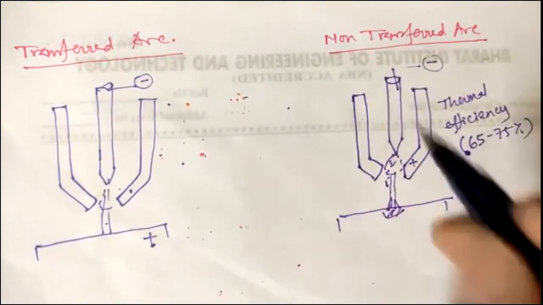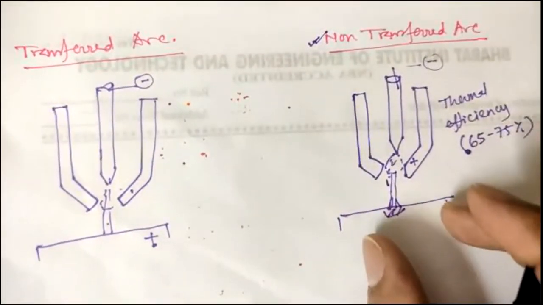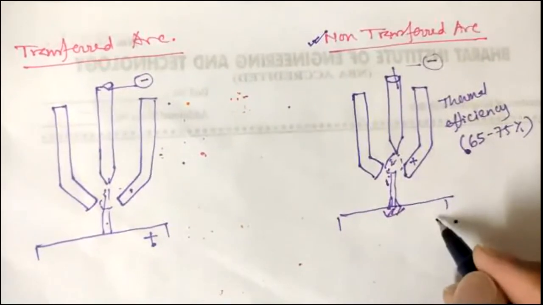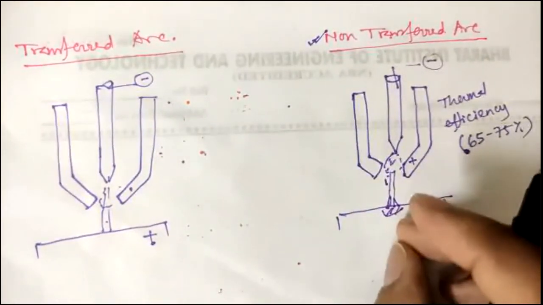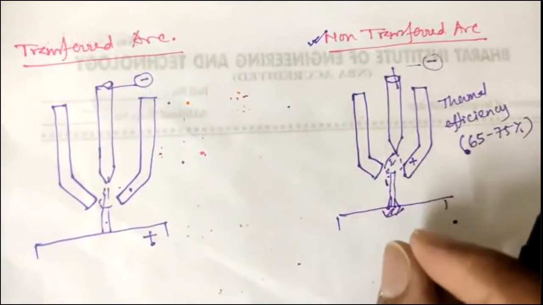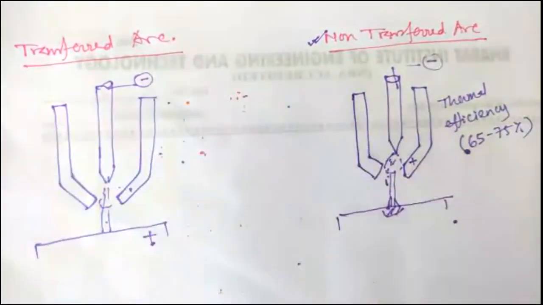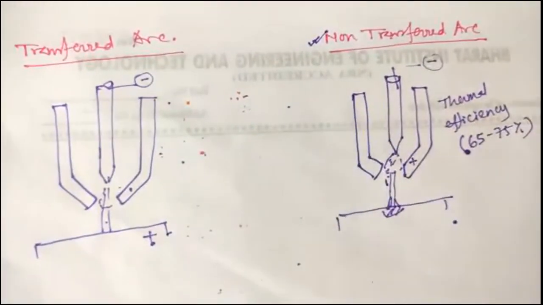So the advantage of non-transferred mode is that here we are not connecting the positive power side of the power source, and that's the reason why we can machine metals and non-metals. That means electrically conductive materials as well as electrically non-conductive materials. But in case of transferred arc mode, the arc is maintained between the electrode and the electrically conductive workpiece. Here the workpiece has to be electrically conductive, otherwise we cannot connect the positive supply, as I said.